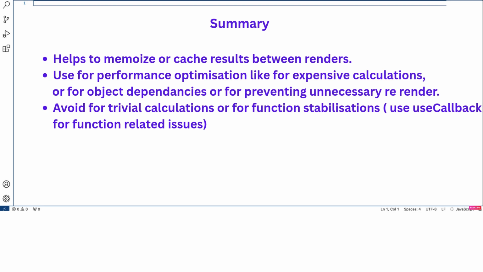It helps to memoize or cache results between renders. Use it for performance optimization, like for expensive calculations, for object dependencies, or for preventing unnecessary re-renders. Avoid it for trivial calculations or for function stabilization. Use useCallback instead for function-related issues. Please check out my full video on useCallback, the link is in the description box.